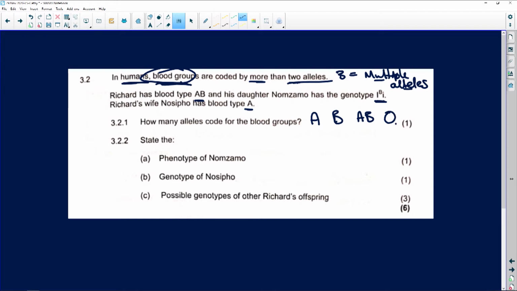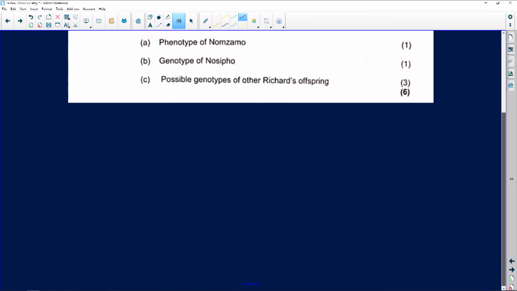This is not the answer. What I'm doing here is telling you what we end up with. So how many alleles do you see here? You see A, B, and O. I wrote it there anyway. So how many code? There are 3: A, B, and O. Now, they want the phenotypes and the genotypes, but before we go there, I want to show you.